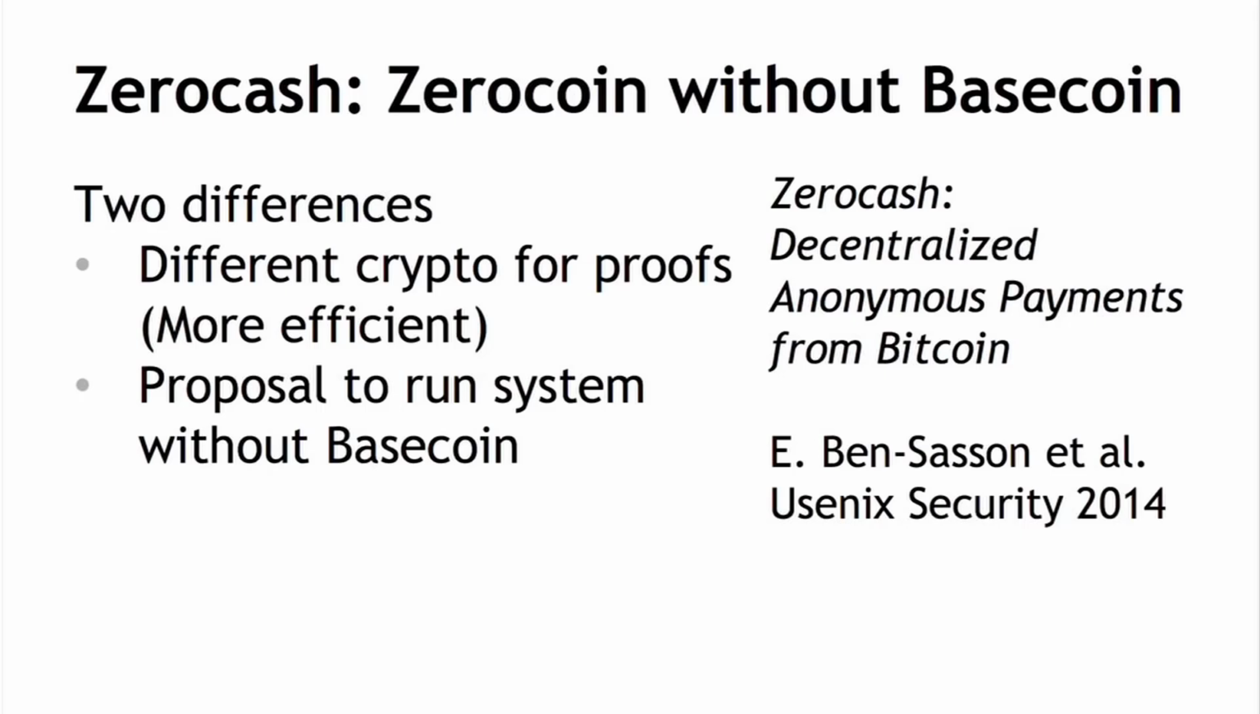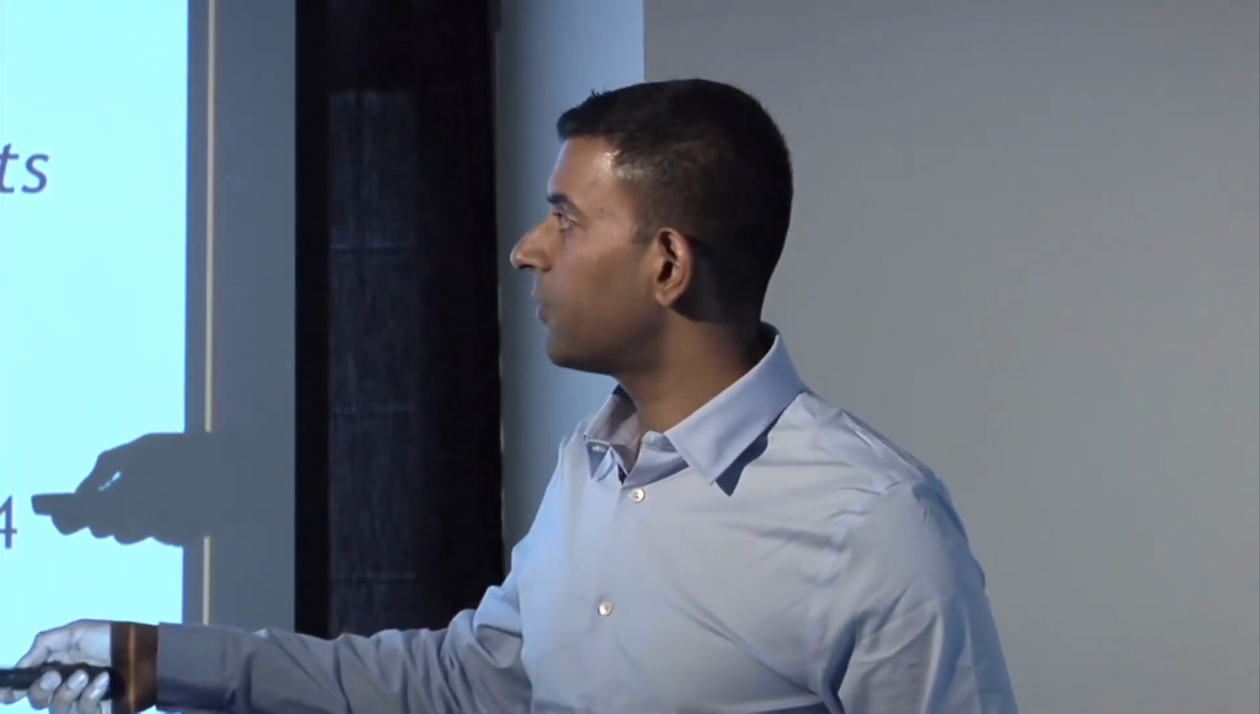All right, moving on, let's talk about zero cash now. Zero cash kind of takes the cryptography to the next level. It uses a cryptographic tool called snarks, which we won't get into at all. But the upshot of the use of these more efficient cryptographic constructions for proofs is that the efficiency gets to a point where the authors suggest that you can in fact run the whole system without having any base coin.